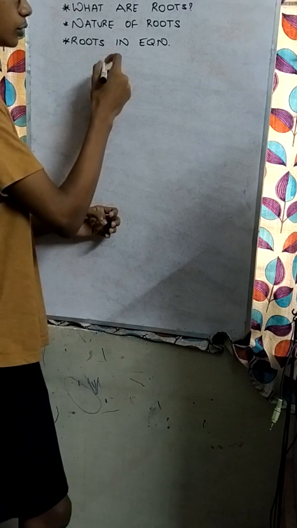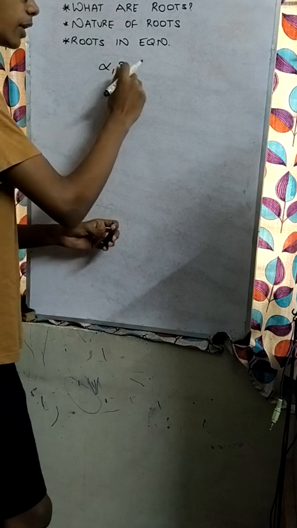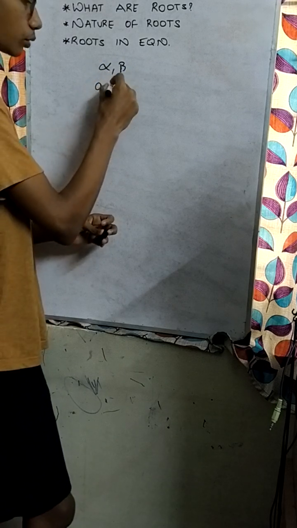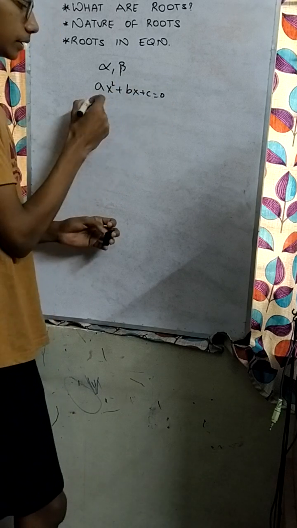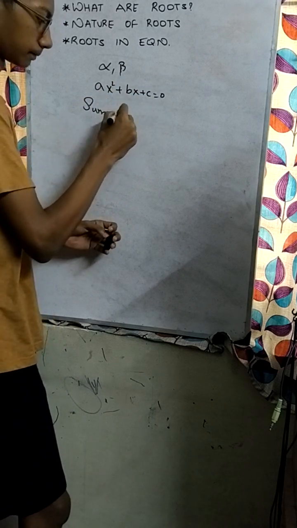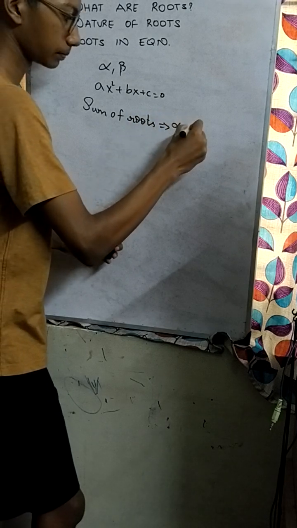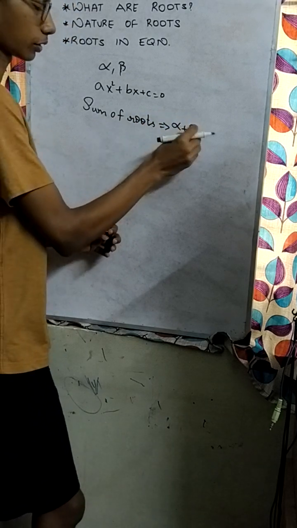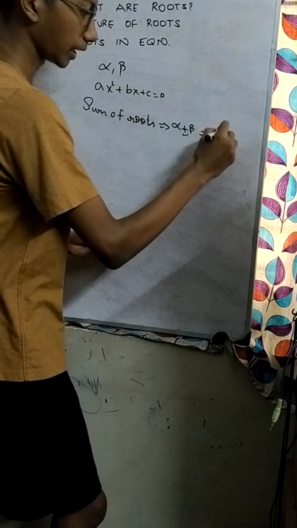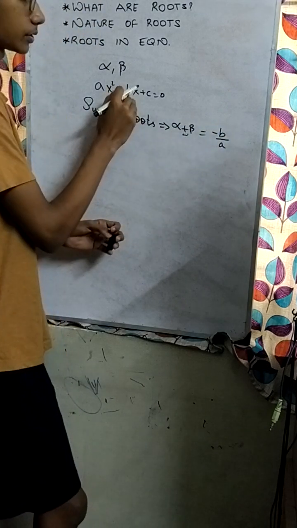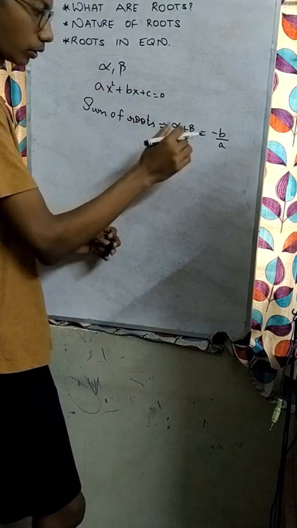Let's say we have two roots in an equation. Let's say they are alpha and beta. Alpha and beta are the roots of ax square plus bx plus c. Then the sum of roots, alpha plus beta. Since these are the roots of this equation, we have to sum, that is add them. We get minus b by a. That is the negative of coefficient of x divided by coefficient of x square.